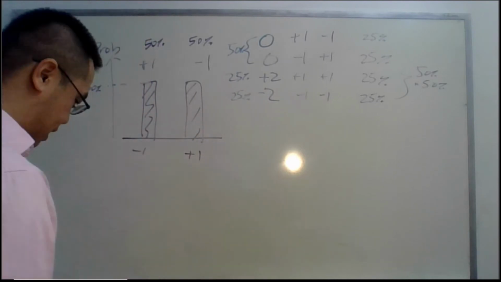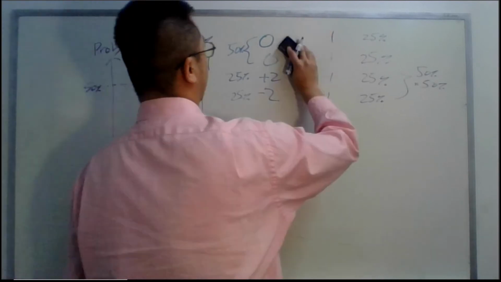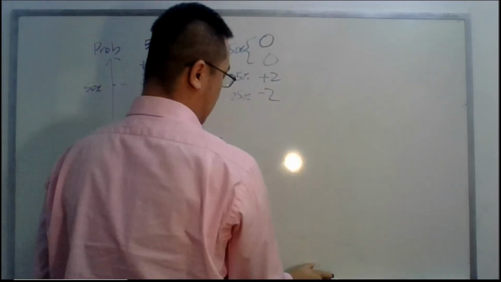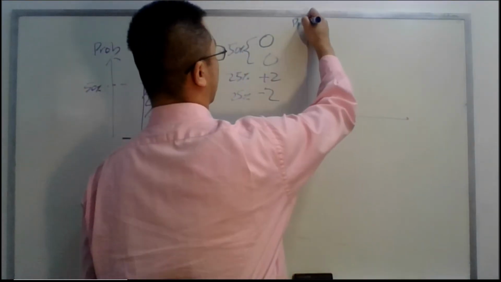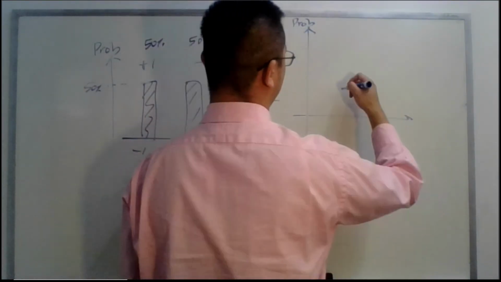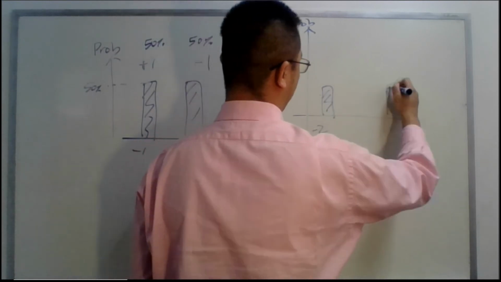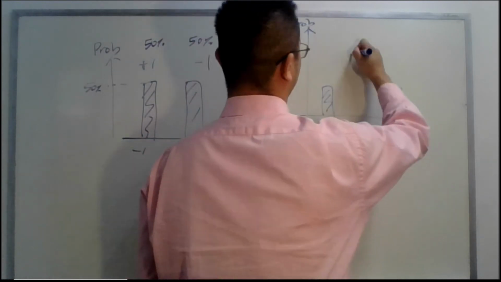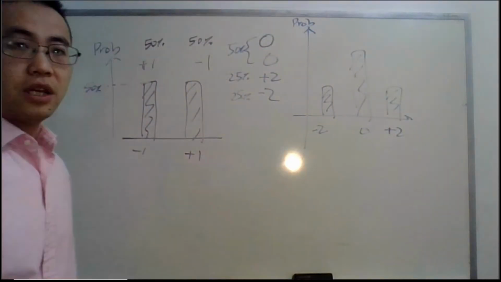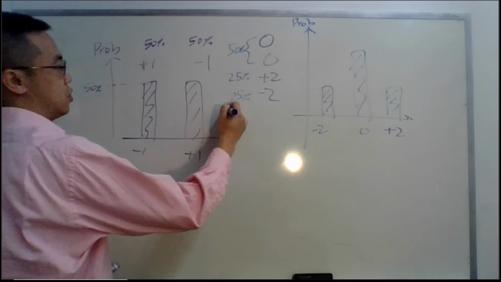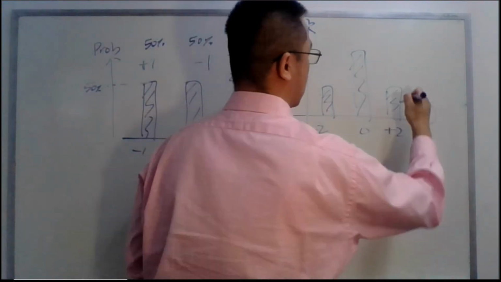If you draw a distribution chart, it will go like this. This is your probability, and this is your outcome. So you will have 25% of getting -2, 25% of getting +2, and 50% of getting 0. All right, you can see that from this chart. This you just do it once, and right here you do it twice.